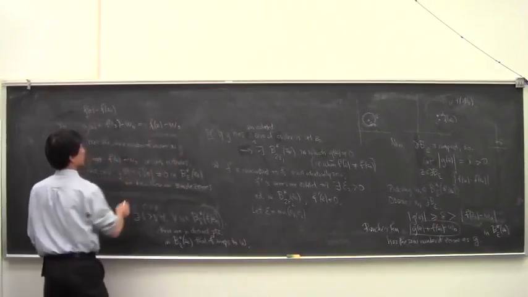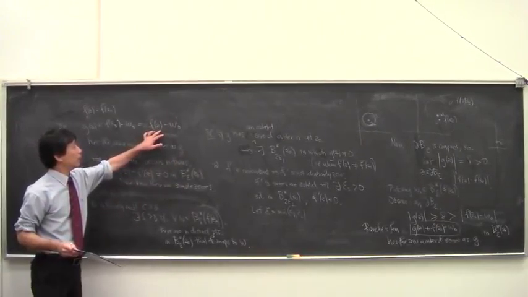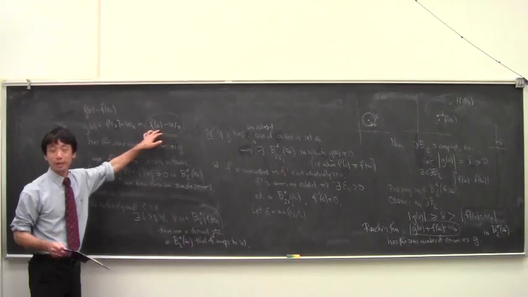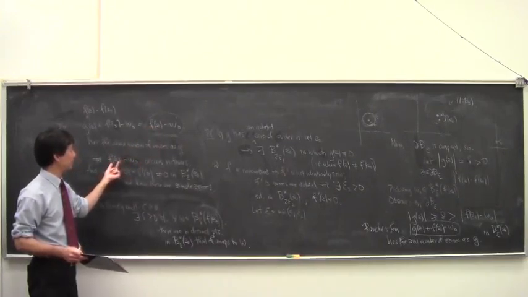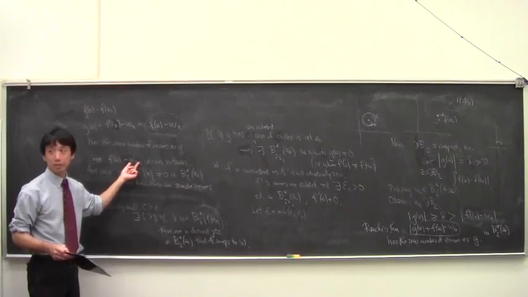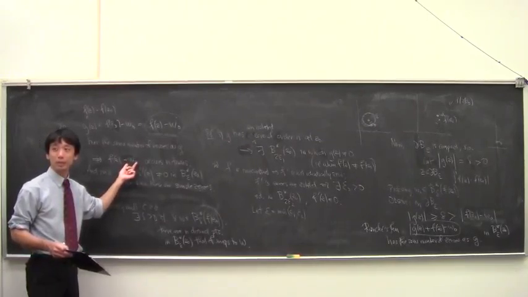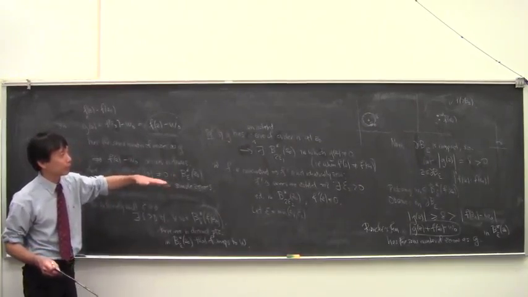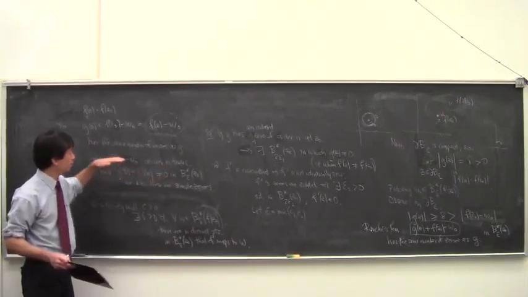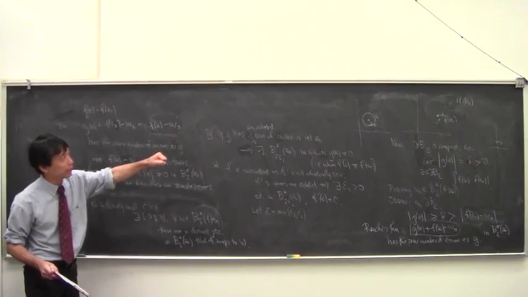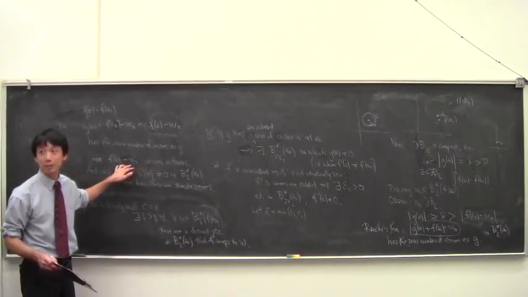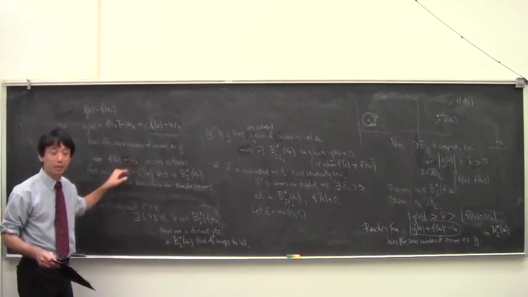this function has n zeros. What does that mean? That f of z hits w naught n times. And w naught was arbitrary, so whatever w naught we chose, this is going to happen for any w naught. So every w naught inside there is going to get hit n times by Rouché's theorem.